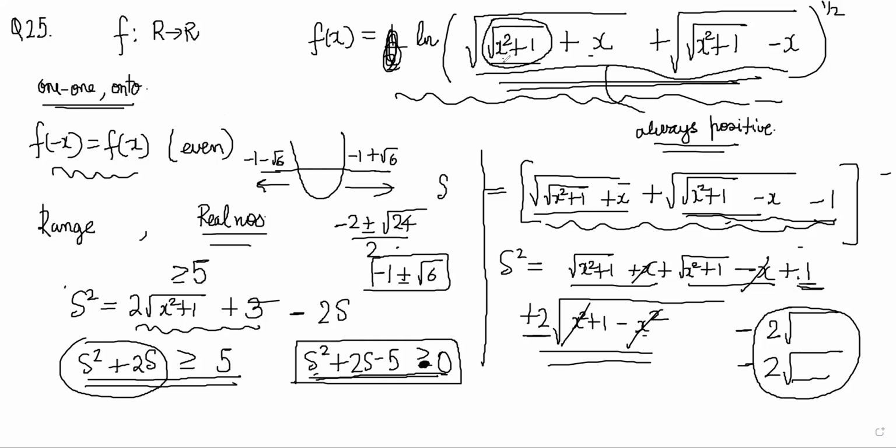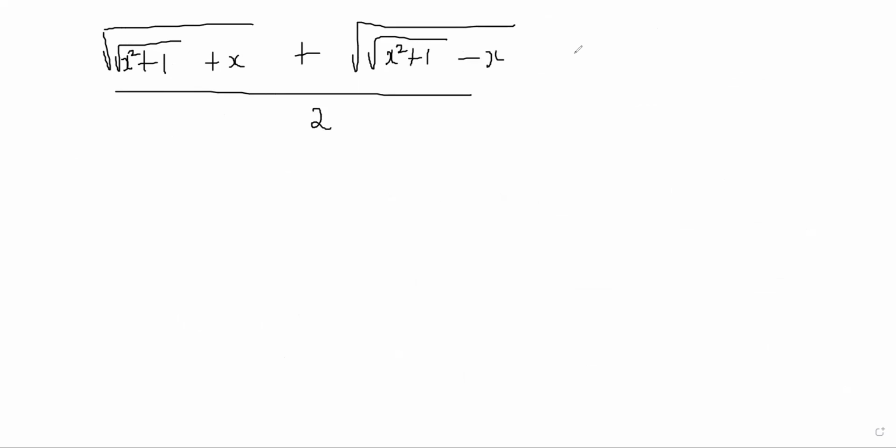What if we do AM-GM? Okay, AM-GM we can do on these two terms. We can say root of x square plus 1 plus x plus root of x square plus 1 minus x, divided by 2, is greater than or equal to root of the product of these two. So that will be x square plus 1 minus x square. Oh, okay, we are getting greater than 2.